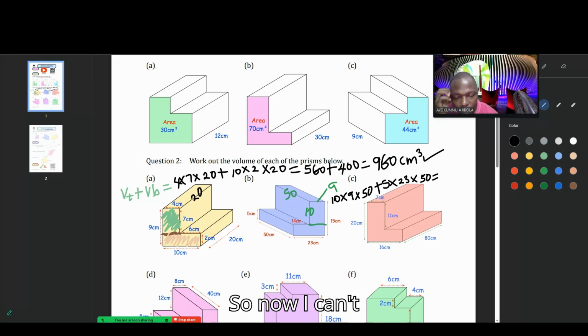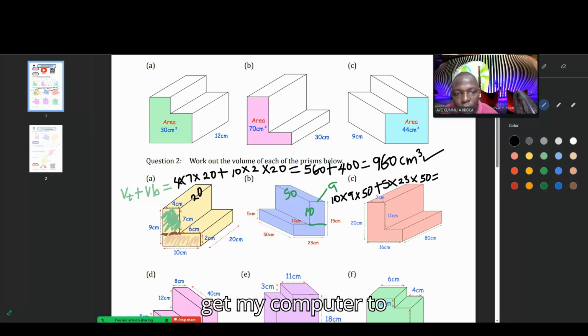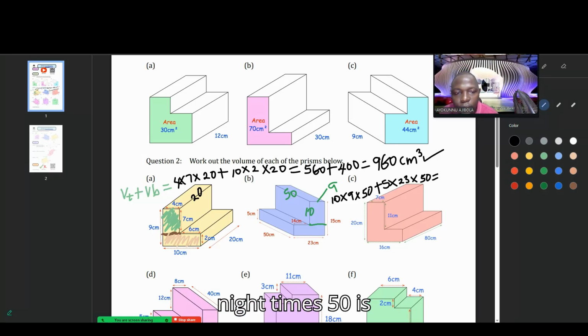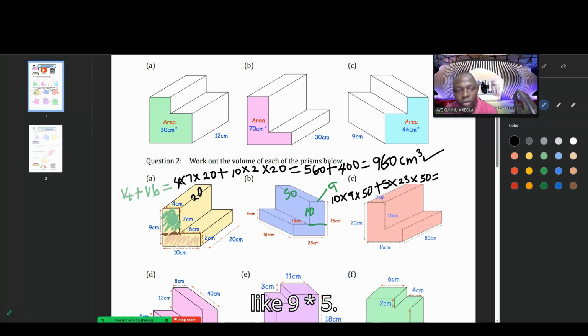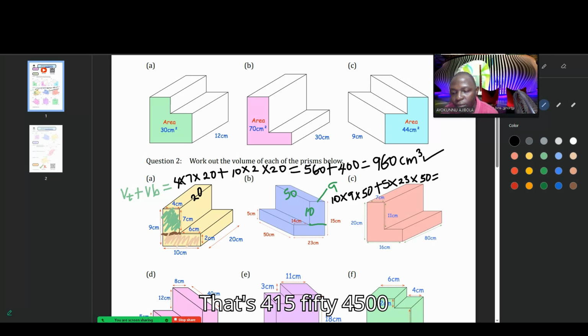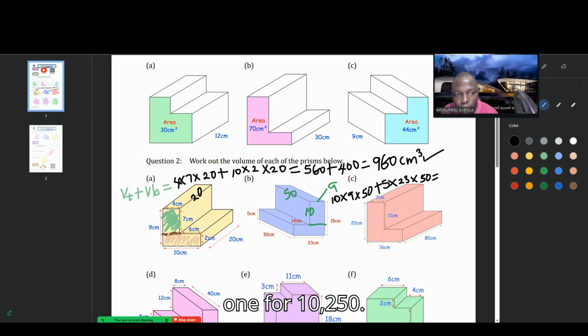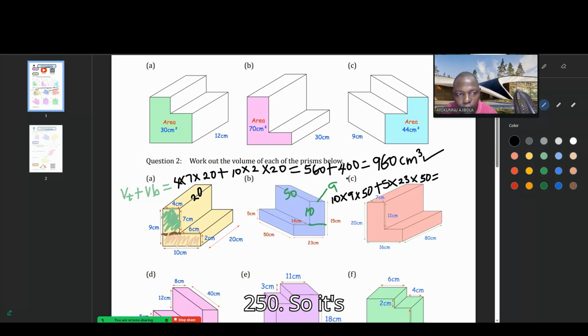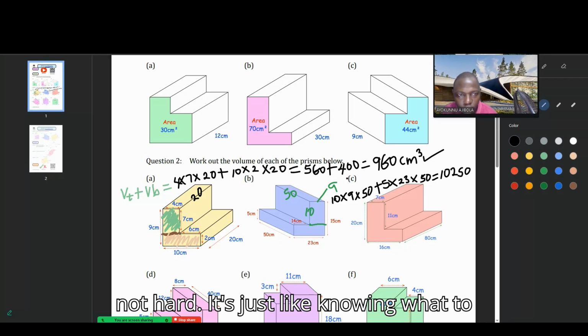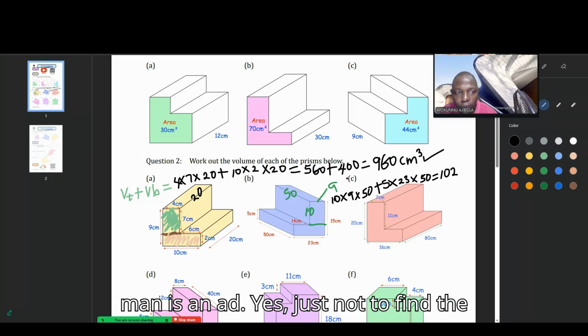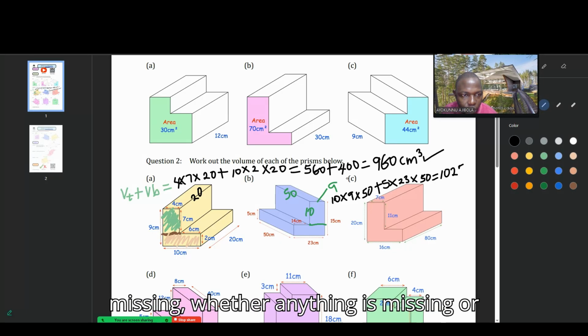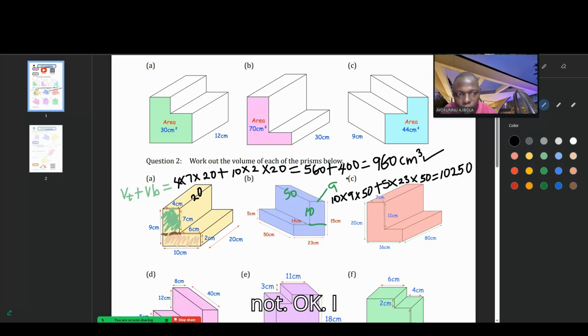So now I can get my calculator. 9 times 50 is like 9 times 5, that's 450. 450 times 10 is 4,500. 4,500 plus the other side, the answer is 10,250. Yes, 10,250. So it's not hard, it's just knowing what to minus and add. Just know how to find the missing side, whether anything is missing or not.